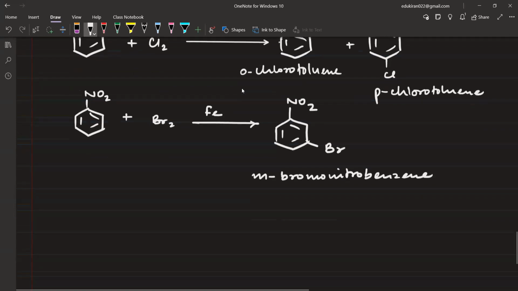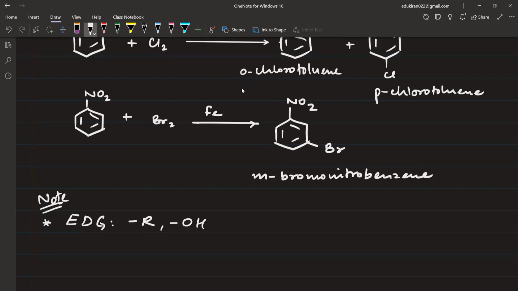Okay, write a note. Electron donating groups. What are the electron donating groups? Any alkyl group, CH3, C2H5, anything, represented by R. Electron donating groups are R, then you will have OH, then NH3.